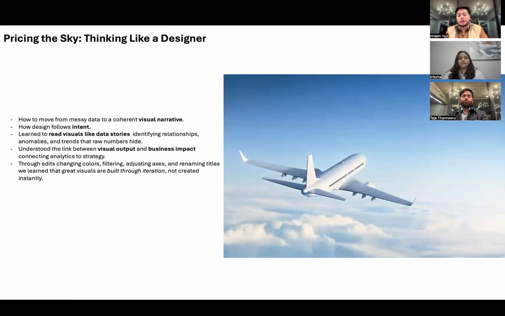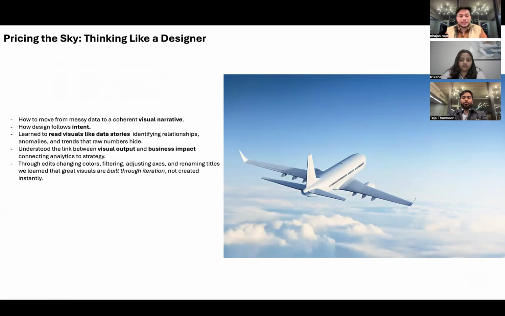We tried to think like designers while completing this project, and in the end we named this project Pricing the Sky. We understood how to move messy data into a coherent visual narrative. We understood how design follows intent, as we studied in class. We learned how to read visuals like data stories. And we also understood the link between visual output and business impact, which connects analytics and visualization to business strategy.